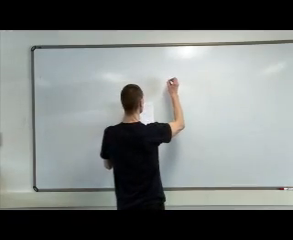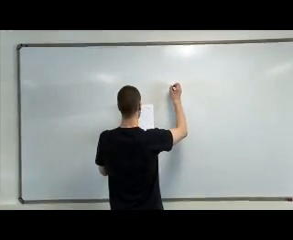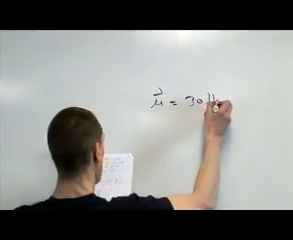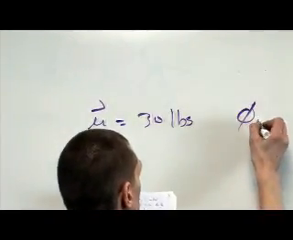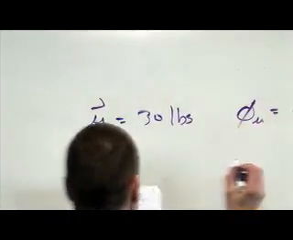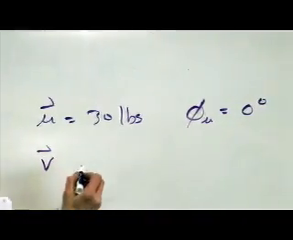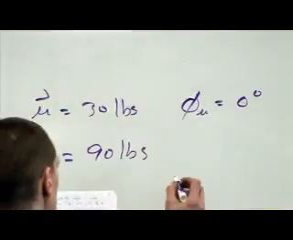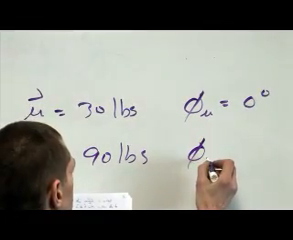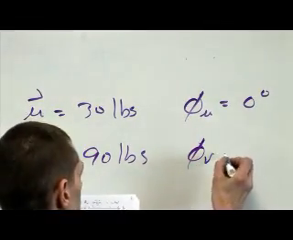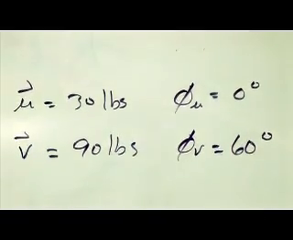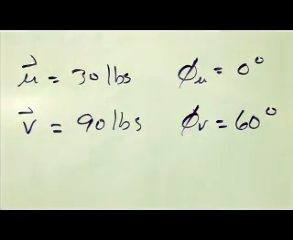Okay, so the information given to us is that the force u, or the vector u, is 30 pounds, and the angle of u is at 0 degrees, and the vector v is 90 pounds, which is a force incidentally, and v lies in the direction of theta equals 60 degrees. So let's try and draw a picture of that and see what they're talking about.